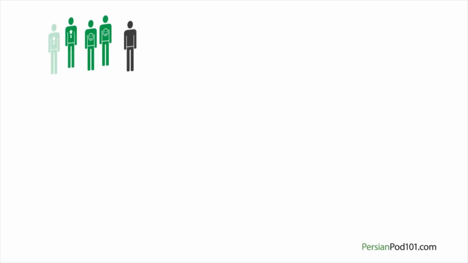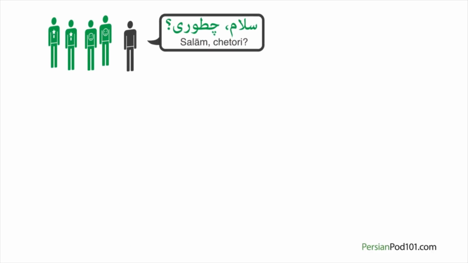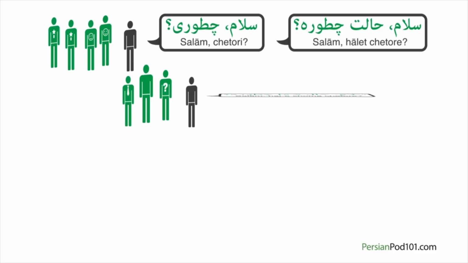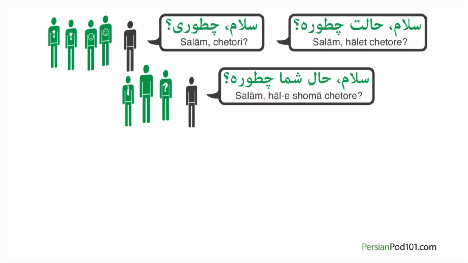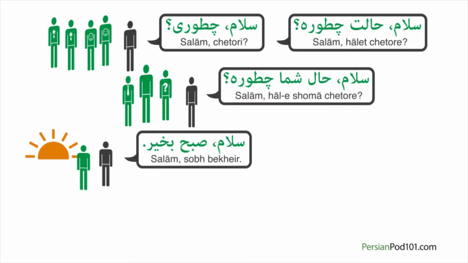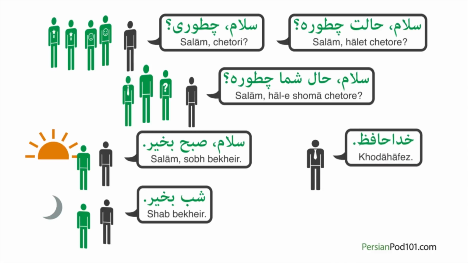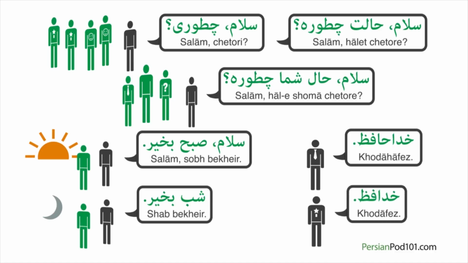Now you have learned many different ways to greet people in Persian. Let's review them all one more time. When meeting friends or relatives, salam, chetori. Salam, halet chetore. When meeting a stranger, someone older, or someone we don't know well, salam, hale shoma chetore. To say good morning, salam, sob bekhair. To say good night, shab bekhair. When leaving in a formal situation, khoda hafez. When leaving in an informal situation, khoda fez.